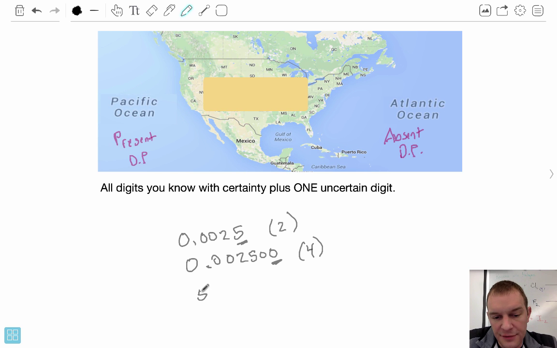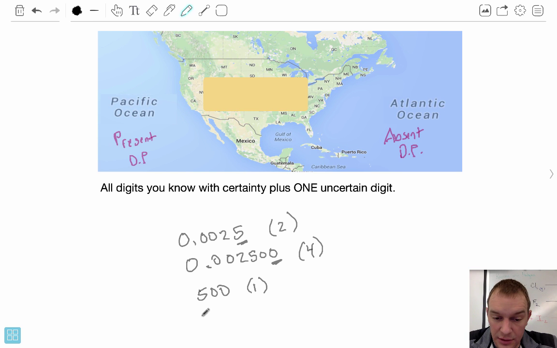How about a number like 500? Well, in this case, we have a decimal point absent. If the decimal point is absent, we apply the same rule, except we start counting at the first non-zero on the Atlantic side of the number. We start here. The first number is a 5, so we start counting here, and there's nothing else. There's only 1 significant digit in that value.